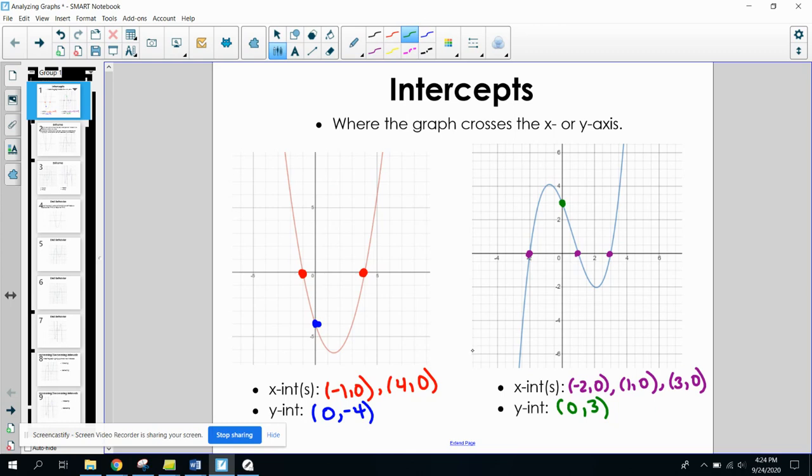Okay, and let's notice that the x-intercept, you can have multiple x-intercepts. So you could have 1, you could have 2, you could have 3, you could have none. For the y-intercept, you will only ever have 1. So we just want to make note of that.